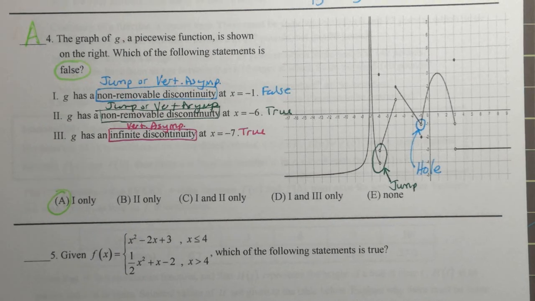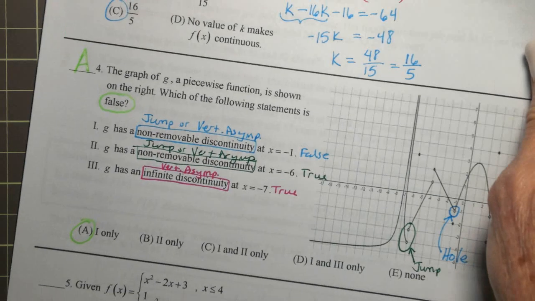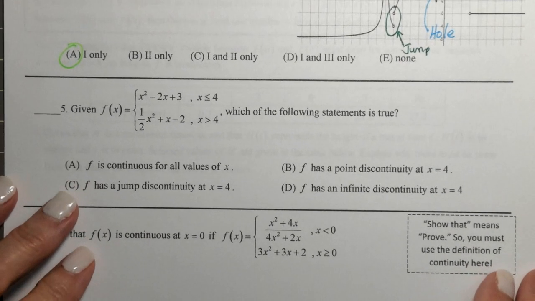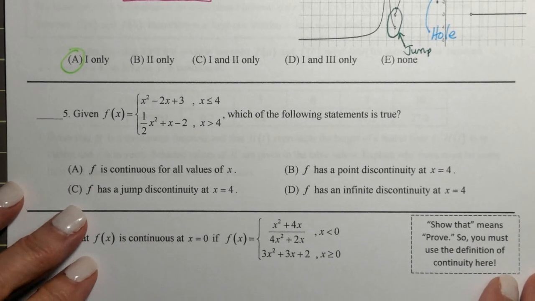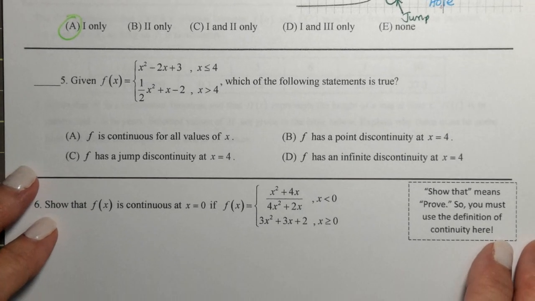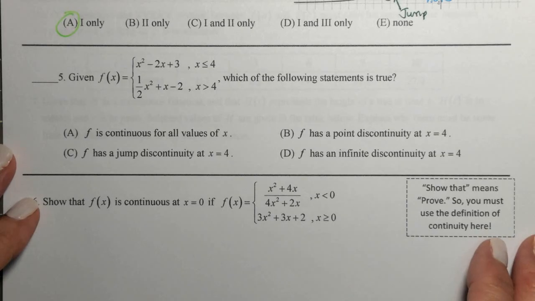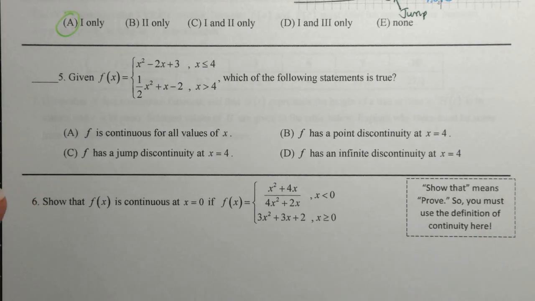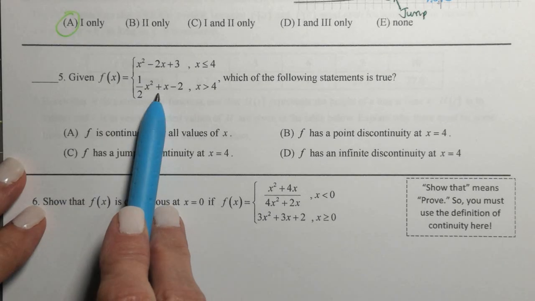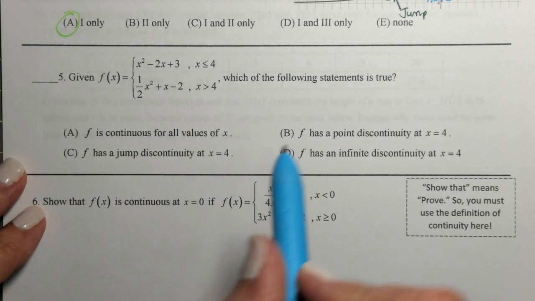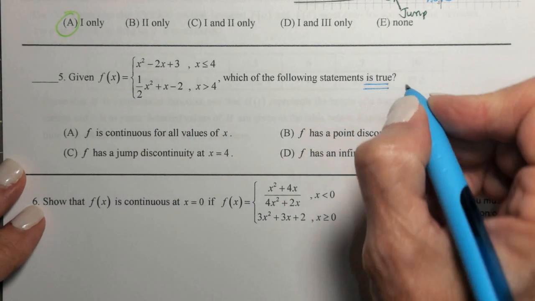Alrighty. Doing good here. Number 5. I just wanted to give you, you will see these, most likely, as multiple choice questions, so I wanted to give you a variety of examples on that. Okay, given this piecewise function, which of the following statements is true? This time we want a true one.